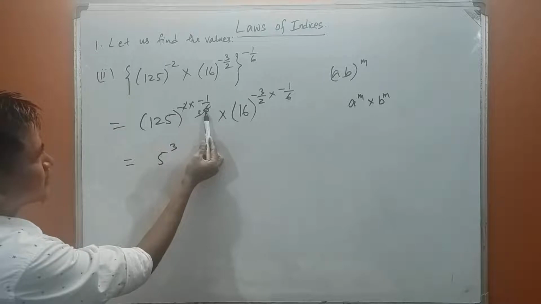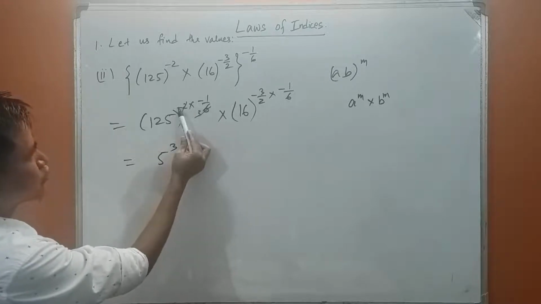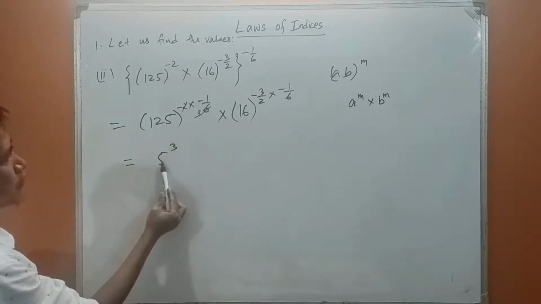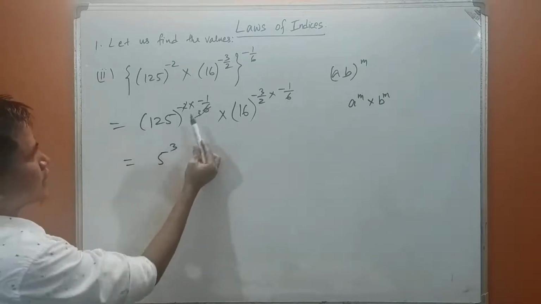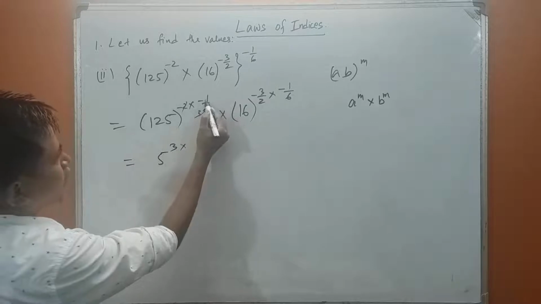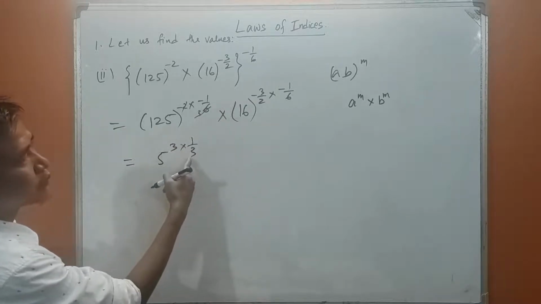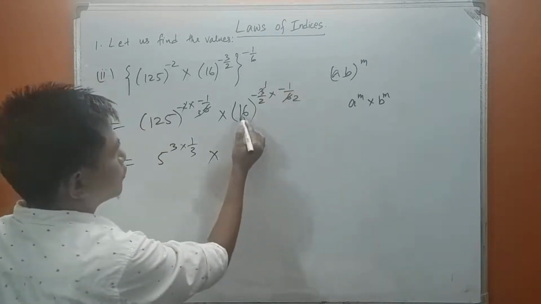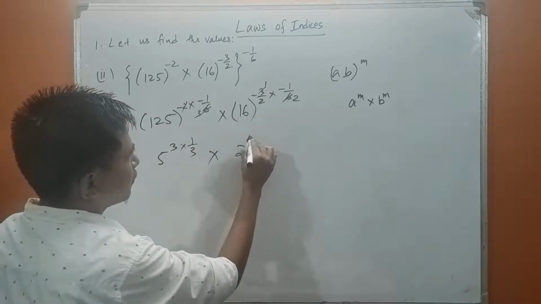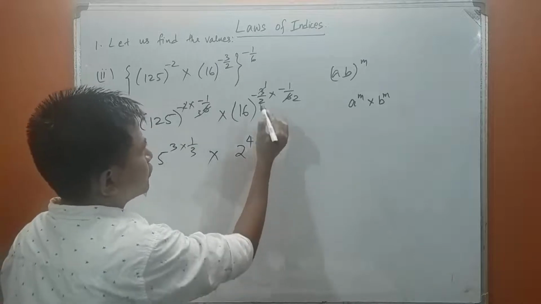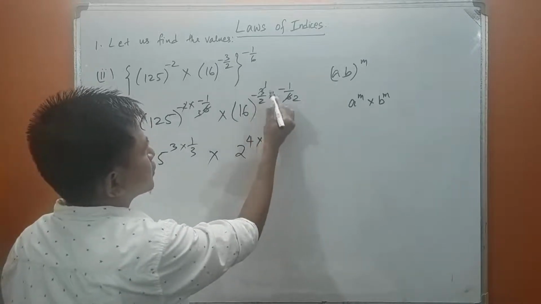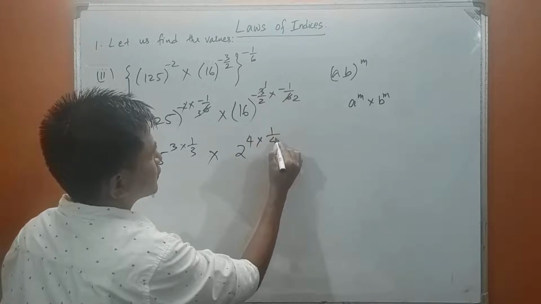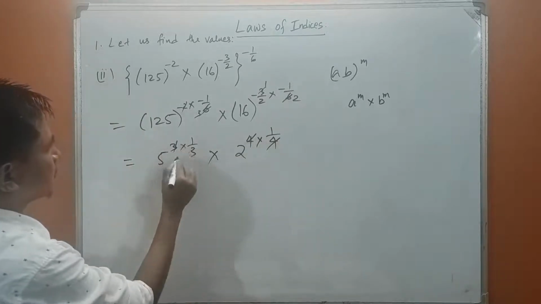2 ones are 2, 2 threes are 6, isn't it? So minus into minus is plus. Plus 1 into this 3. This 3 is from 125 cube. 5 cube is 125. So 3 ones are 3. Into we have 1 upon 3 here, isn't it? This 3 should not be forgotten. Into. So now this is 3 ones are 3, 3 twos are 6. So 16 means 2 to the power 4, isn't it? Minus into minus is plus, we don't need to write the sign plus. 1 into 1 is 1 upon 2 fours are 4, isn't it? So this 4 can be cancelled, and this 3 can be cancelled.